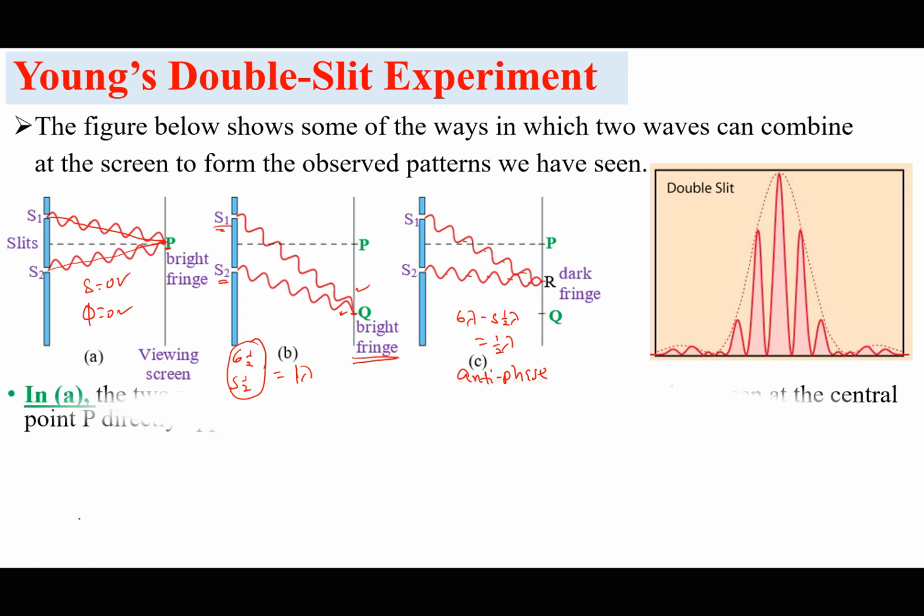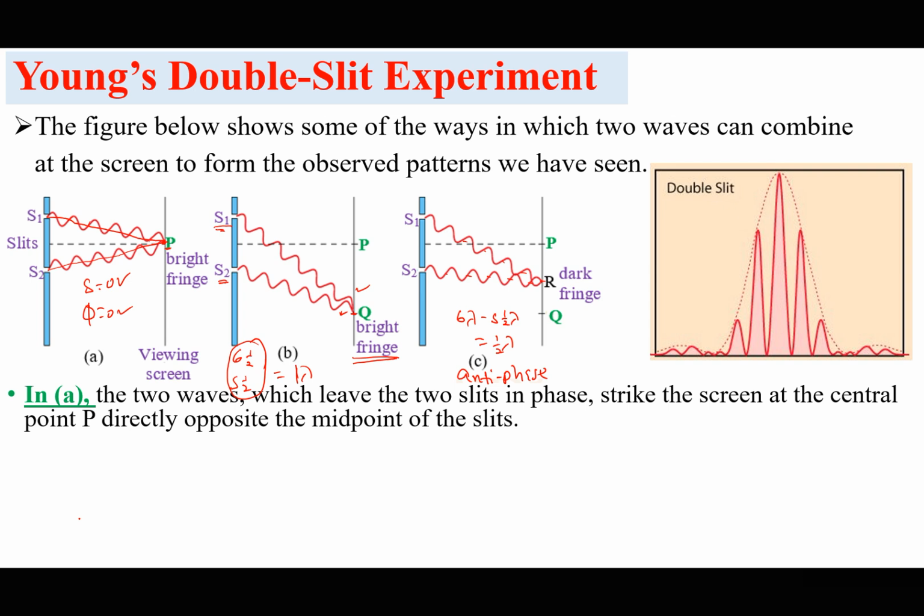So we have seen that in A, the two waves which leave the two slits in phase strike the screen at the central point directly opposite the middle point of the slits.